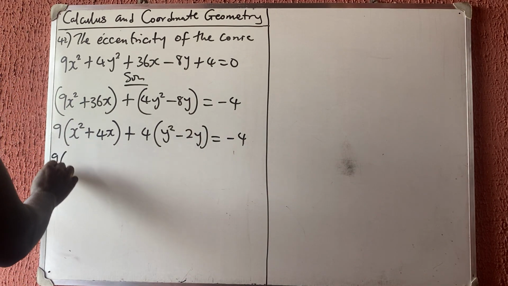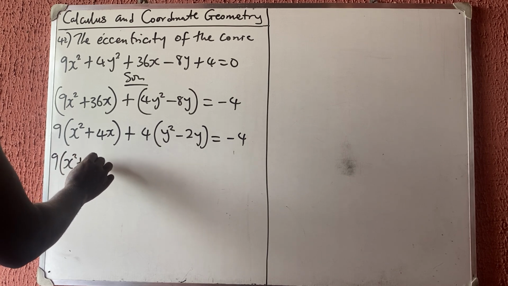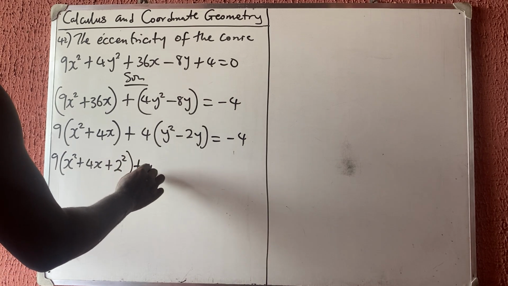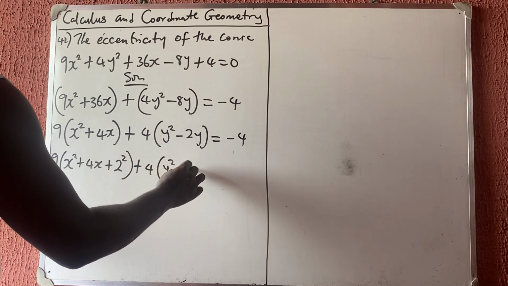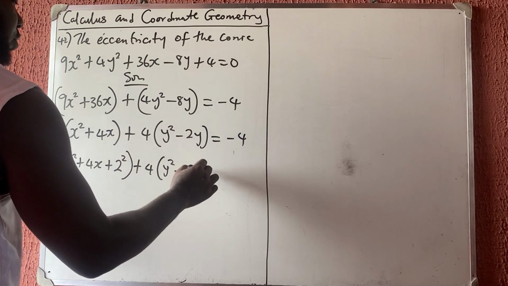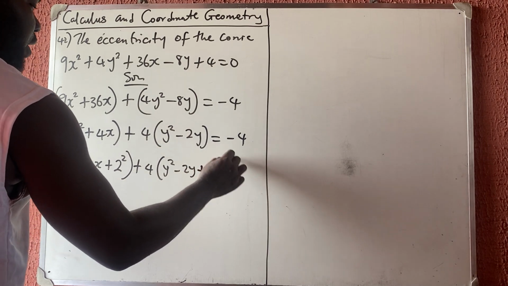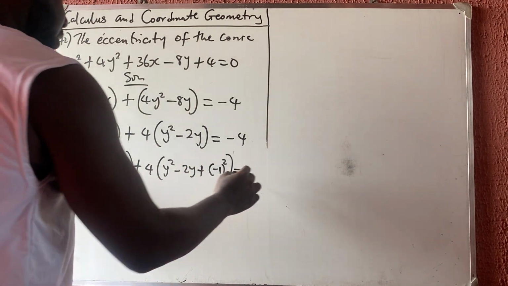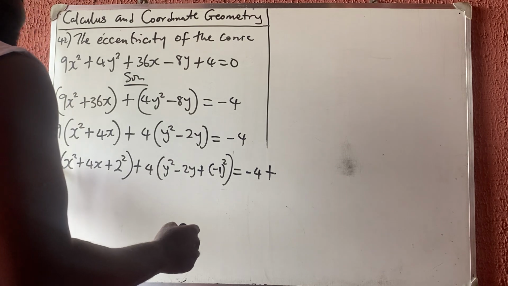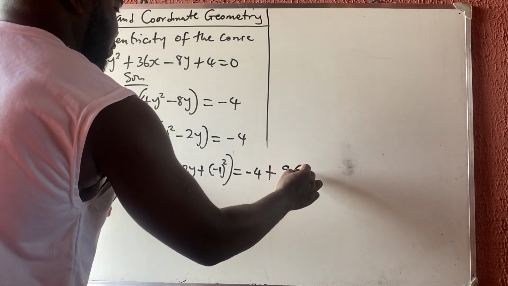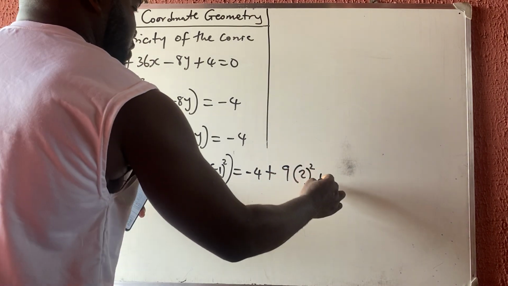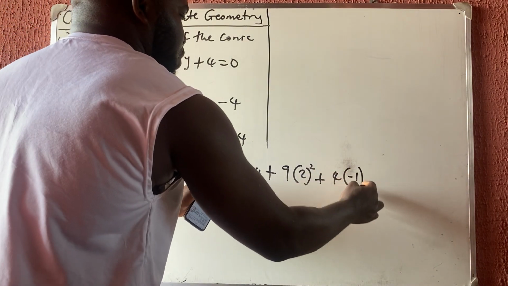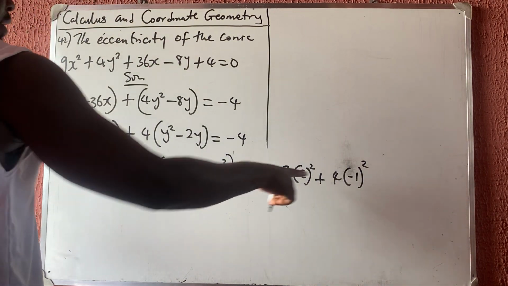I'm going to have 9 in bracket of x squared plus 4x plus half of this, which is 2, squared, plus 4 into y squared minus 2y. Half of this is minus 1, so I'm going to have plus minus 1 all squared. Now, what you add to the left hand side, add to the right hand side. So I have minus 4 here plus what I added here, 9 in bracket of 2 squared, plus what I added here, 4 in bracket of minus 1 squared, because if you use 4 to clear the bracket, you will get this.